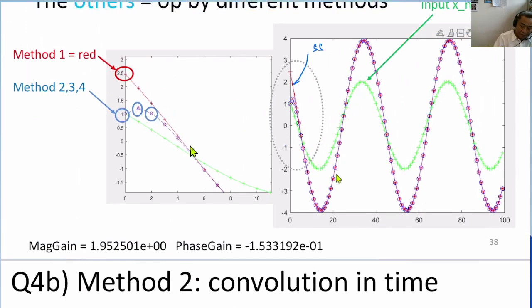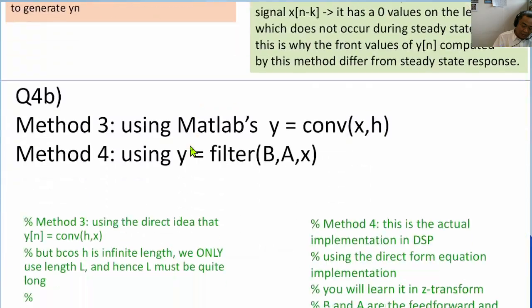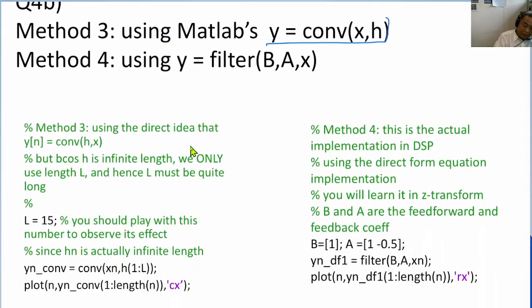What about using convolution? Actually, the convolution operation in MATLAB is exactly the same as what we have implemented in the for loop. And finally, filter is what MATLAB does when you have B and A coefficients.